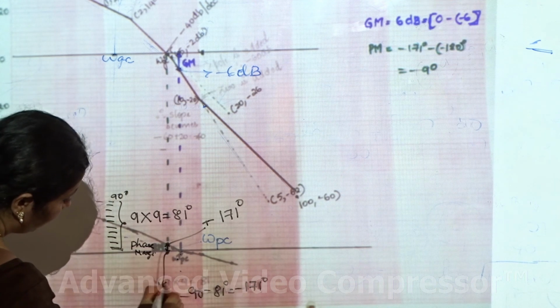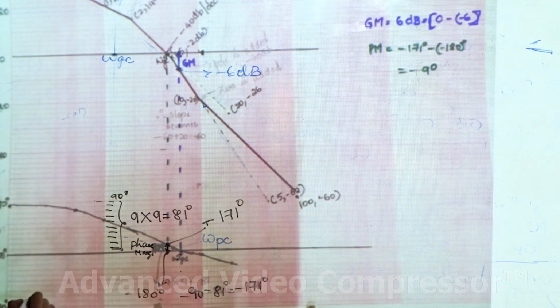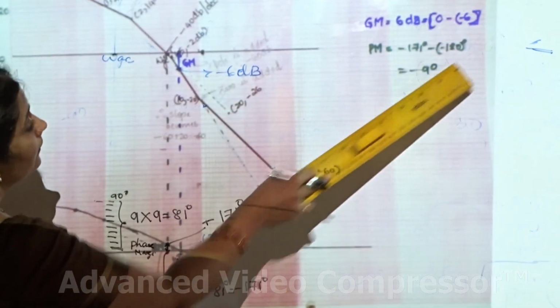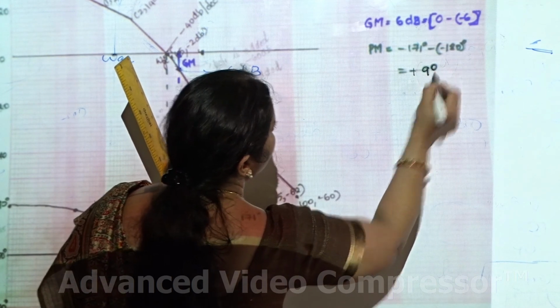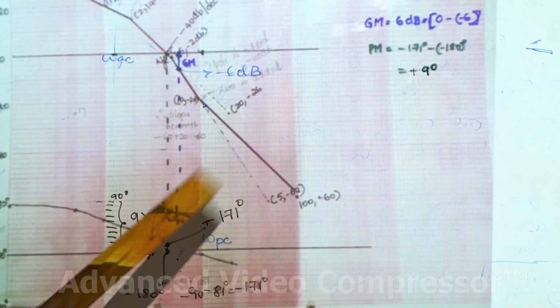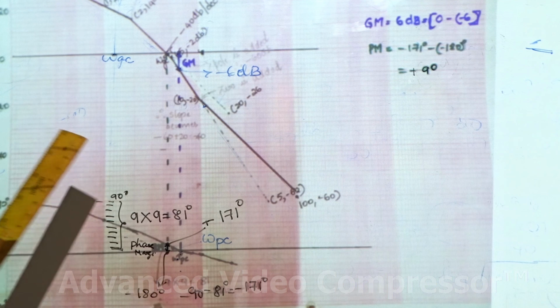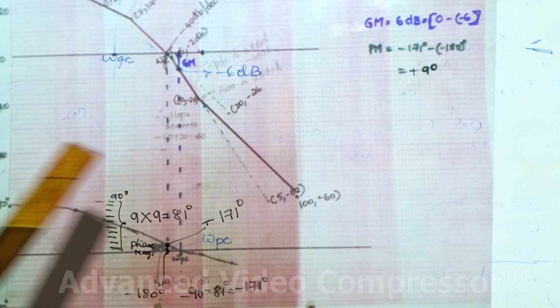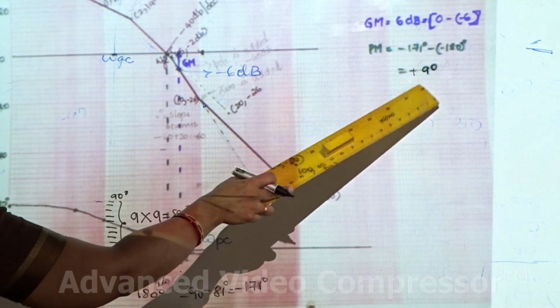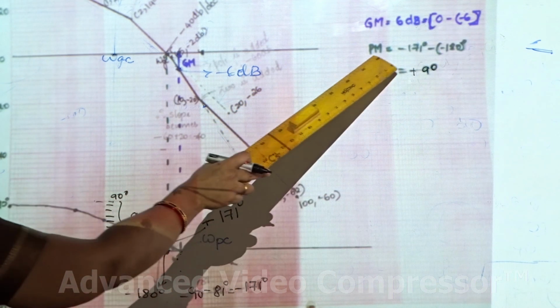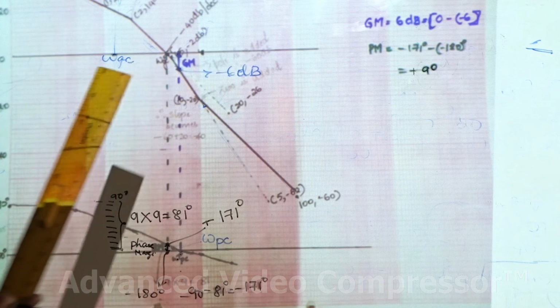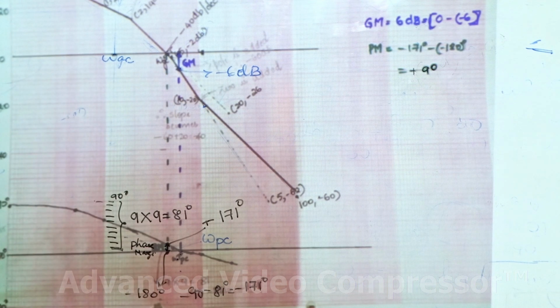This angle at the bottom it is 180 degree. Okay. Substitute that, you get an angle, that is this angle will be plus 9 degree. So the phase margin is plus 9 degree. Gain margin is 6 dB and phase margin is 9 degree. So this is how you have to calculate the phase and the gain margin.